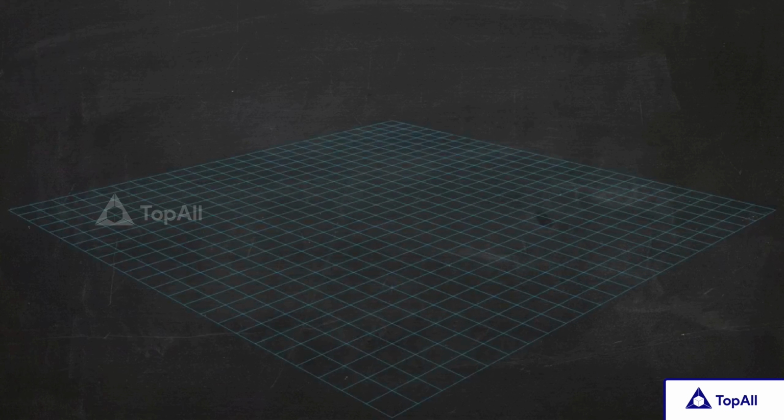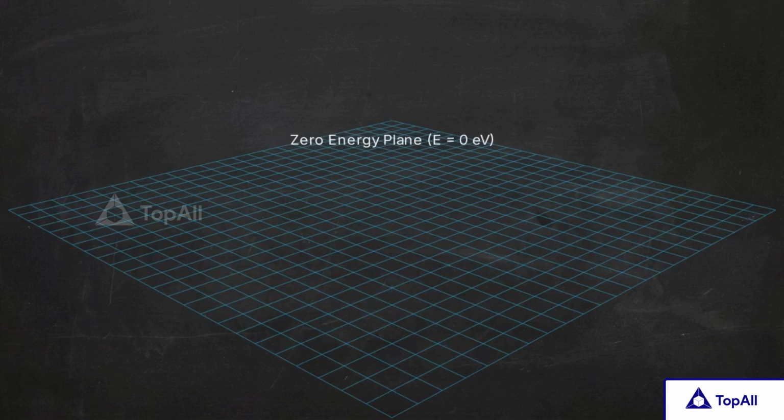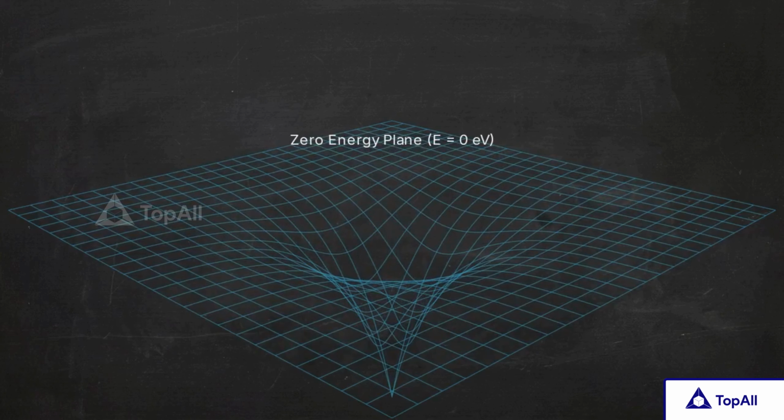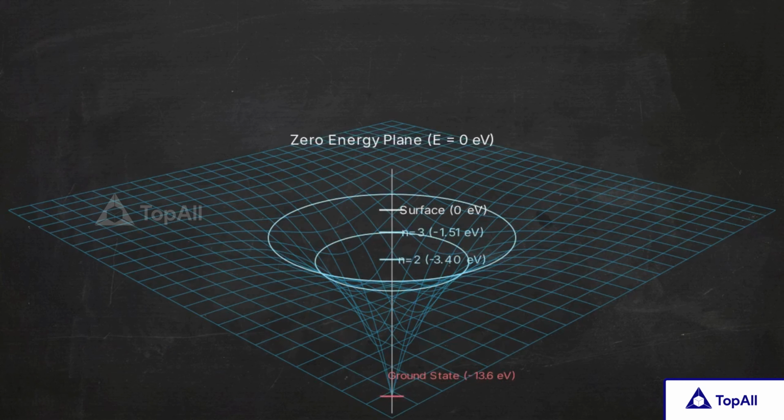We can visualize this energy as a landscape, an energy well. The flat surface represents zero energy, where an electron is free from the nucleus. Because its energy is negative, the electron sits deep inside this funnel, unable to climb to the surface on its own. This matches experimental data. For a hydrogen atom in its lowest state, the electron sits 13.6 electron volts below that zero line.